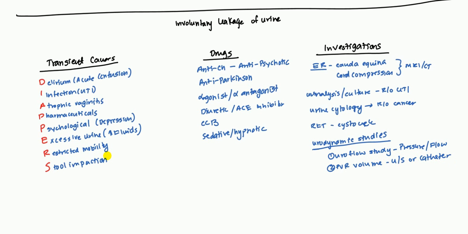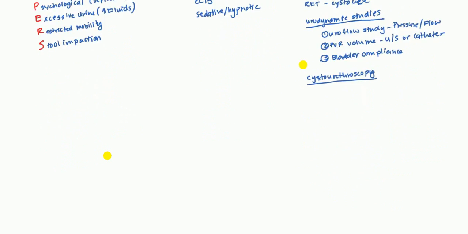With ultrasound, you can see how much of the bladder is still full, or after they're done urinating, you can put in a catheter and see how much more urine you can remove. And finally, bladder compliance. This just means how much the bladder can hold, and what the pressure will be at specific storage capacities. Finally, you can do a cystourethroscopy, which is pretty much just putting a camera through the urethra and into the bladder.